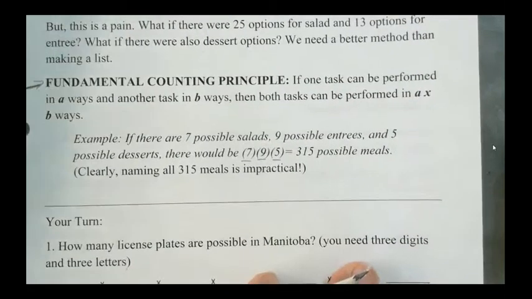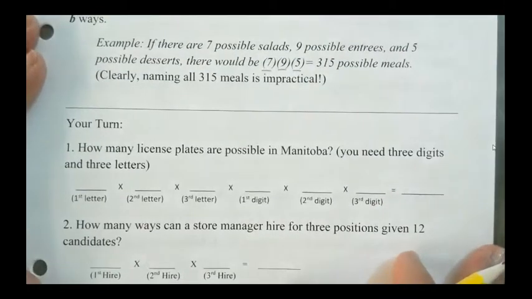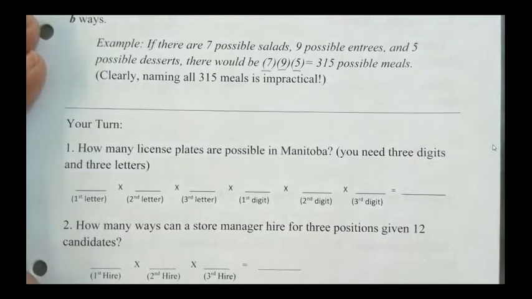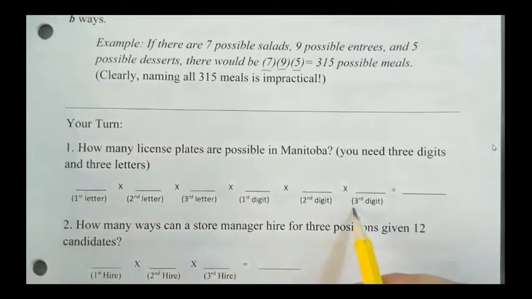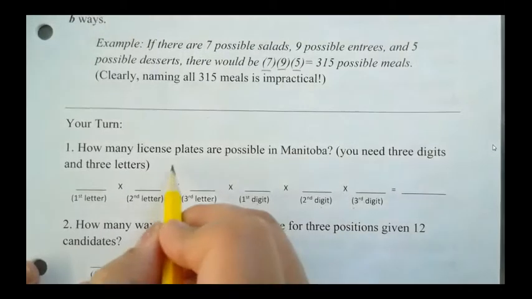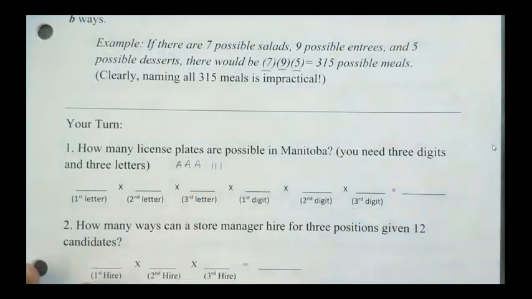So let's try it with license plates. How many possible license plates are possible in Manitoba? We have 6 spots that we fill in. The first 3 are letters, and the last 3 are digits. It's okay to have a license plate like A, A, A and 1, 1, 1, so repetitions are allowed.